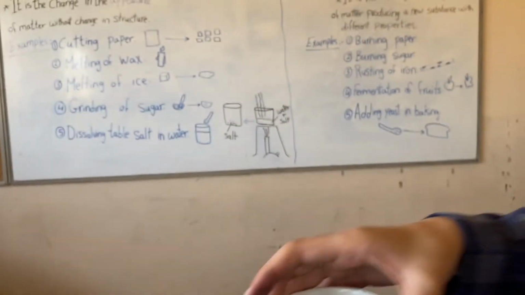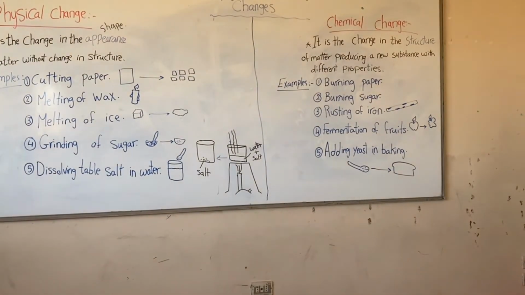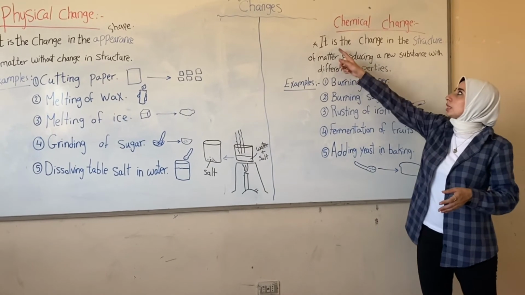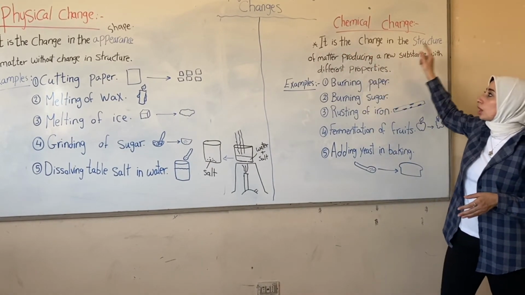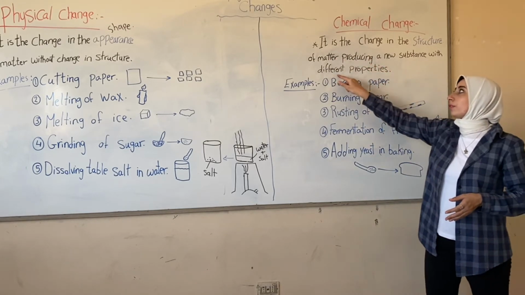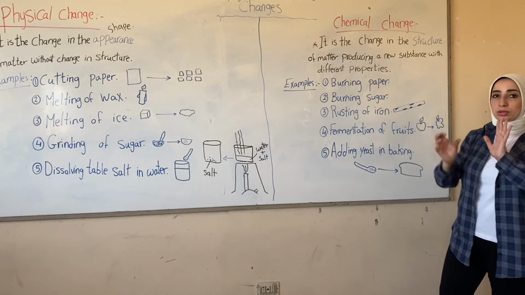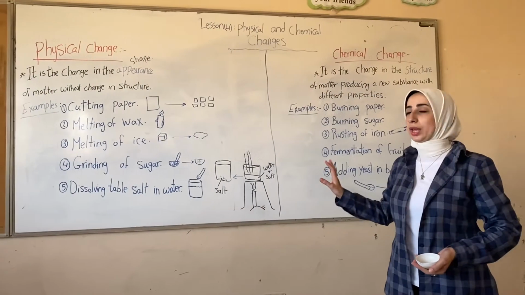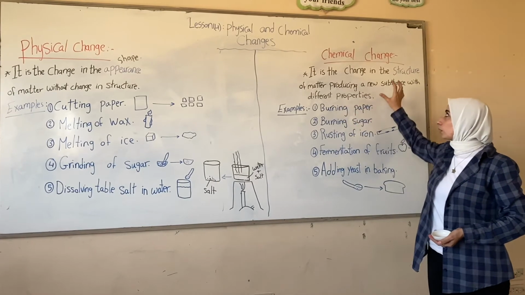We call this change chemical change. What is meant by chemical change? It is the change in the structure of matter producing a new substance with different properties. It's not a paper anymore, it's now a different substance. Okay, so we have finished the first example.